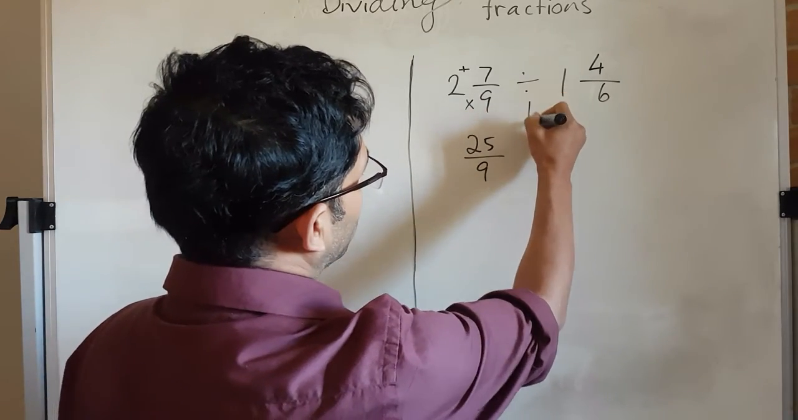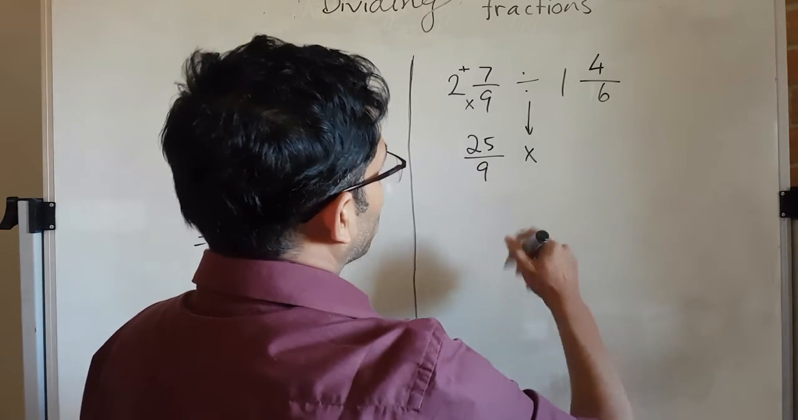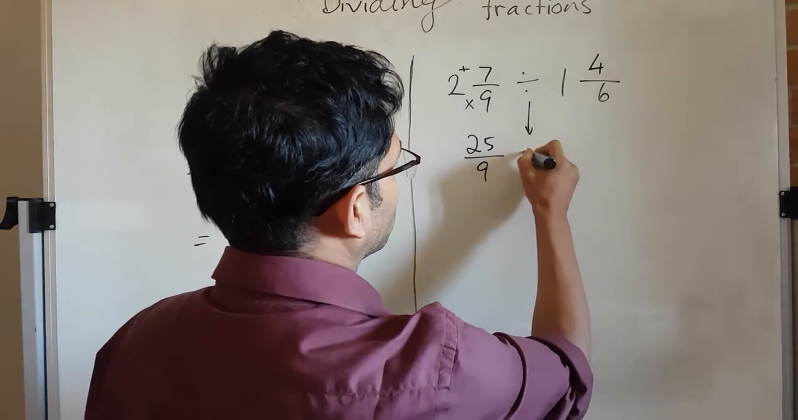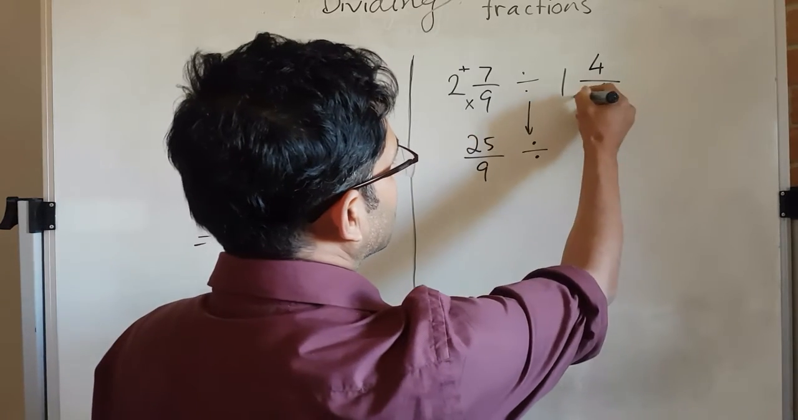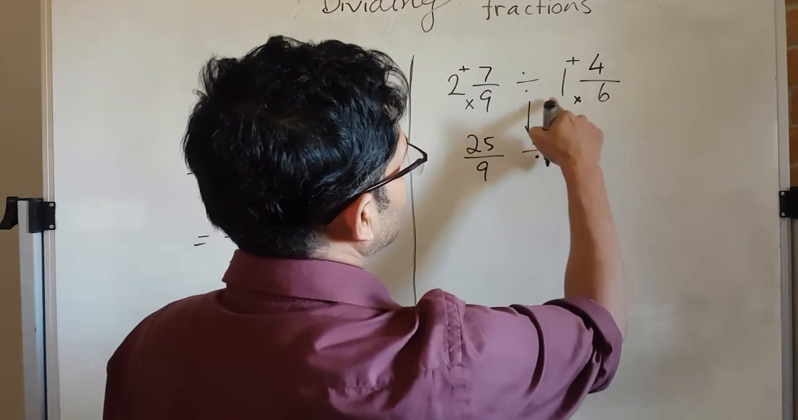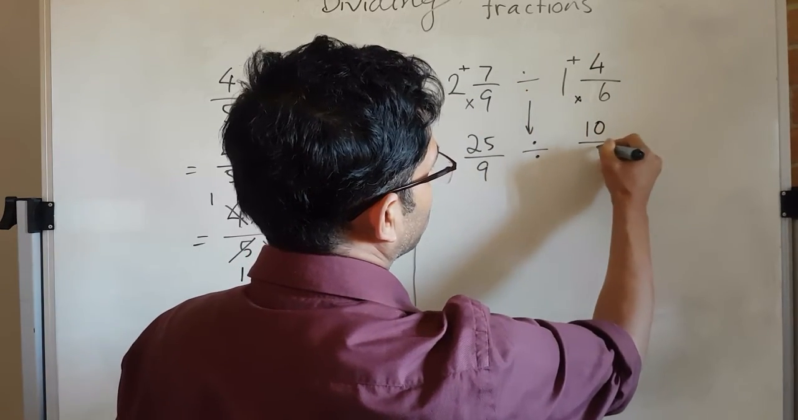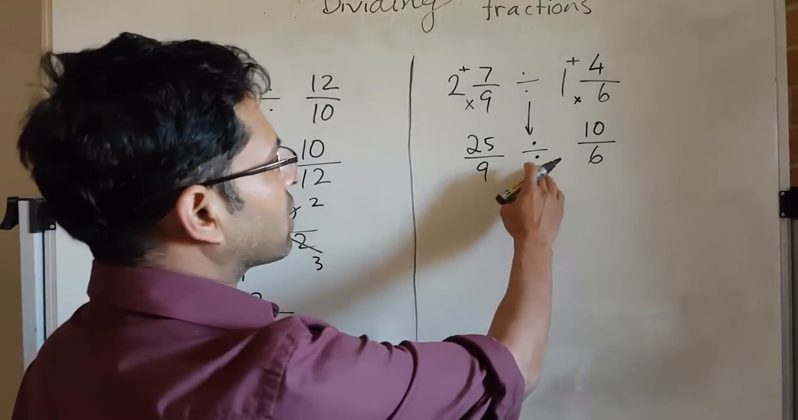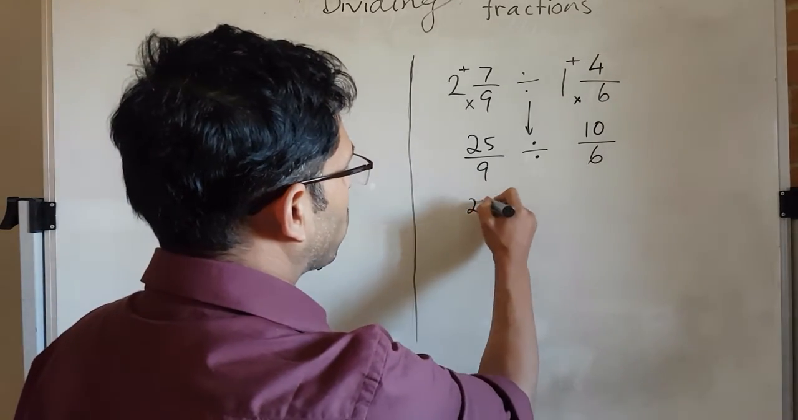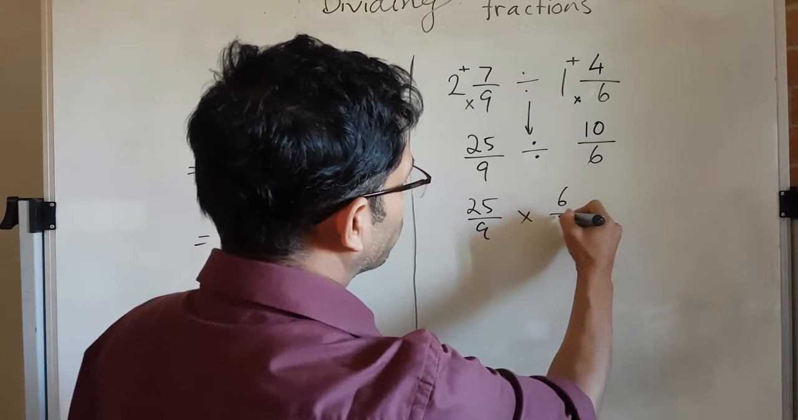Leave that for now for this step. For the second one, 6 times 1 is 6, plus 4, which is 10 over 6. Now we need to change the sign to multiplication, so we put times 6 over 10.